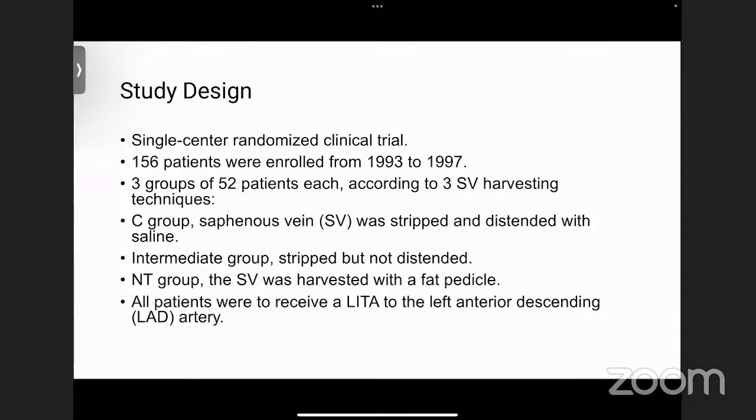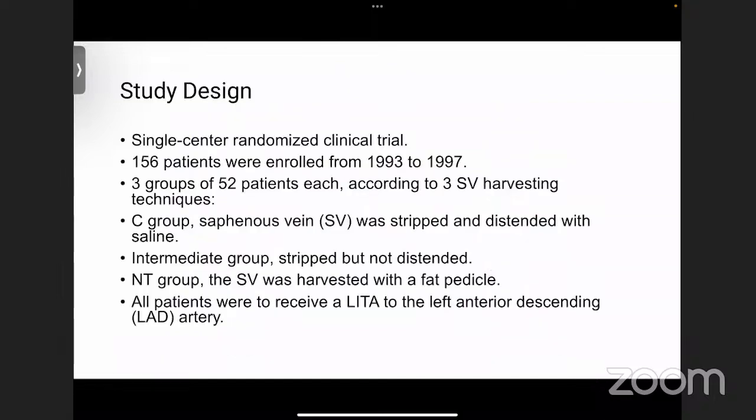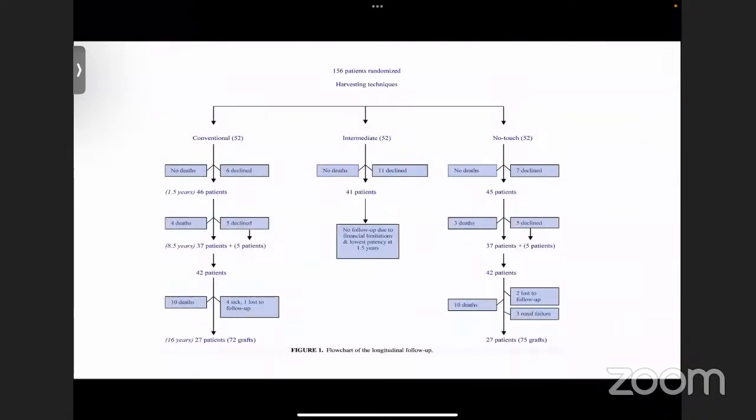So it was a single center, 156 patients. They had 3 groups. They had a conventional, a no-touch, and then an intermediate group. And the intermediate group was not really a good idea, and this study was made a long time ago. Essentially, the intermediate group was stripped, just like the conventional, but it was not distended with saline. I don't know, they didn't really follow them up. They realized it wasn't a good idea, and the patency rates were too low.